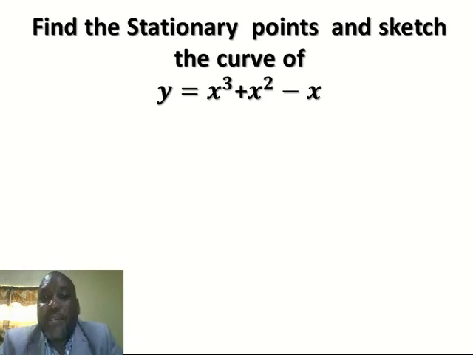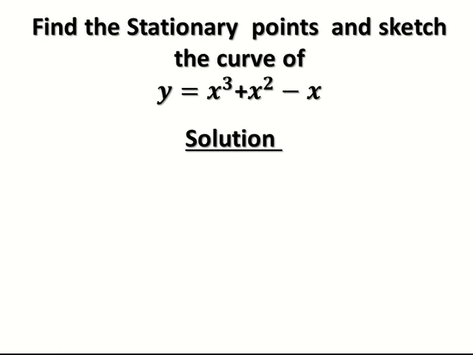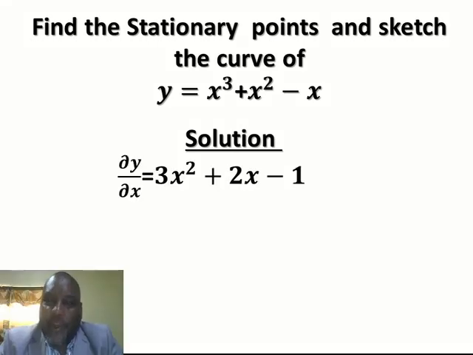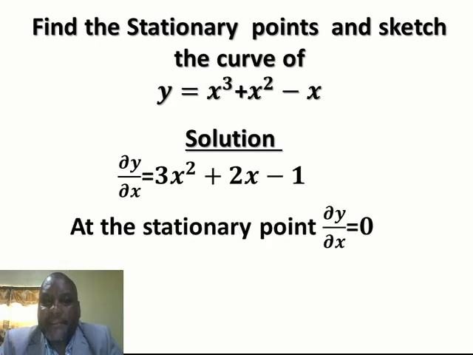Find the stationary points and sketch the curve of y equals x cubed plus x squared minus x. Solution: you will be required to find the dy/dx of the equation. In this case, the dy/dx of this equation is 3x squared plus 2x minus 1.